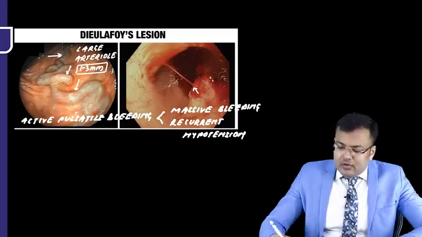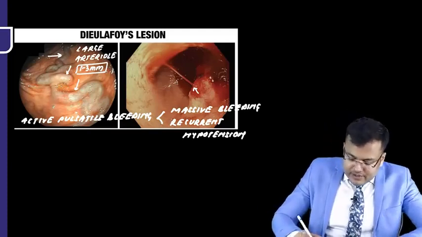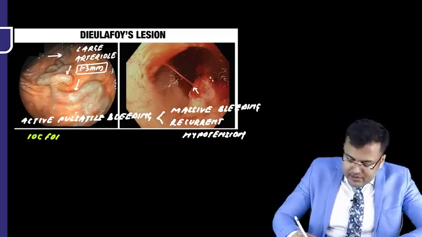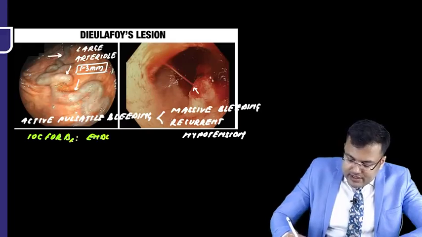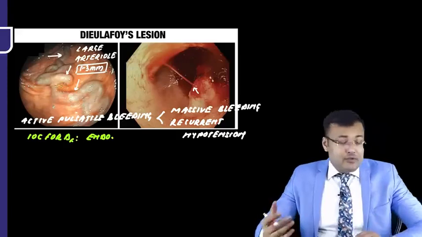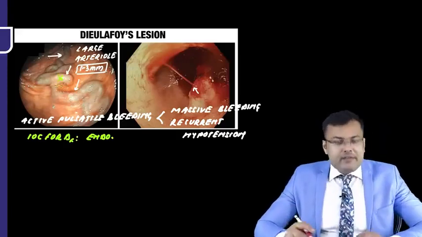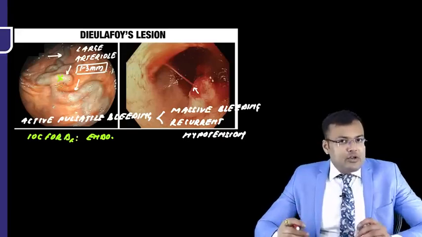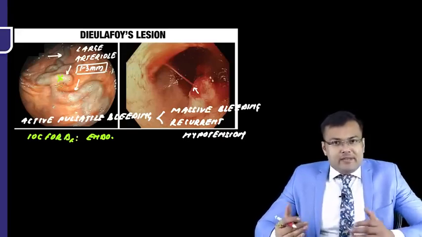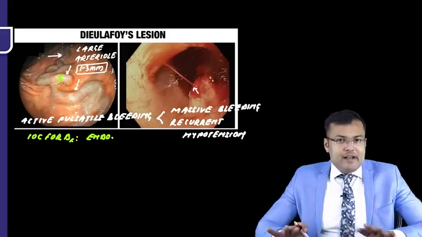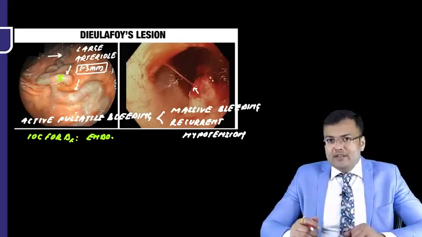Clear? Now, you already know that the investigation of choice for diagnosis is the same: endoscopy. And here management is similar. What do we do first? We go for endoscopy with electrocoagulation. If it is not available or failed, angiography with embolization. And if that is also not available or failed, we go for open surgical ligation.